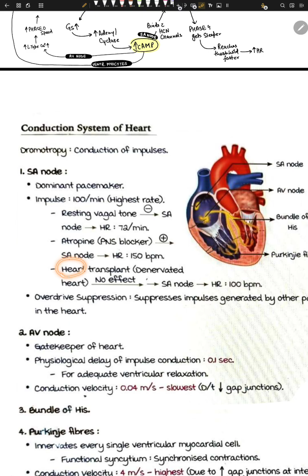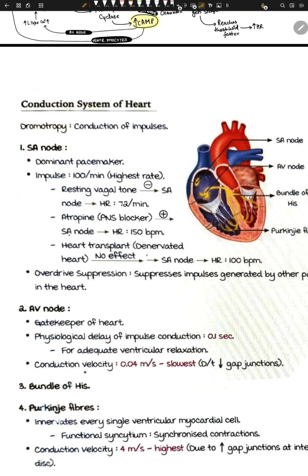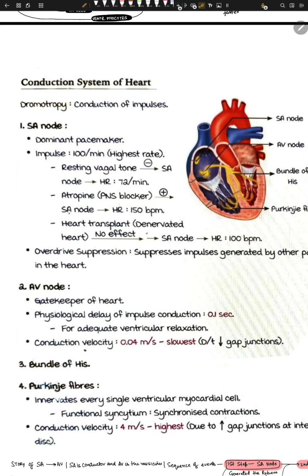Denervated heart. When a heart is transplanted, it loses its vagus touch. In a heart transplant, all autonomic nerves, sympathetic and parasympathetic, are cut. So there is no vagal tone and no sympathetic innervation. This results in the heart rate coming back to its basic 100 BPM, the pure SA nodal rate, because the SA node is present inside the heart, right? So no atropine or vagal stimulation effect happens, because there are no nerves.